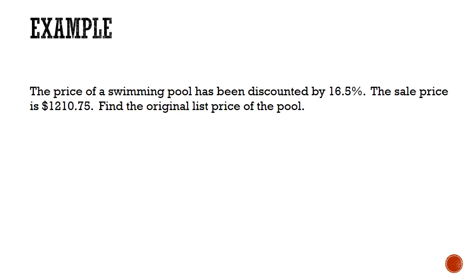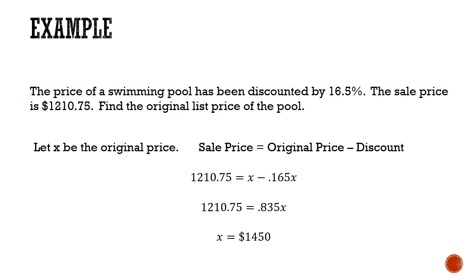Now try this problem. Pause the recording, give it a try, and resume the recording to check your answer. Okay, again, x is going to be our original price. The sale price is the original minus the discount, so it's going to be x minus 0.165x, and that equals $1,210.75. Combine like terms and divide to find that x is $1,450.